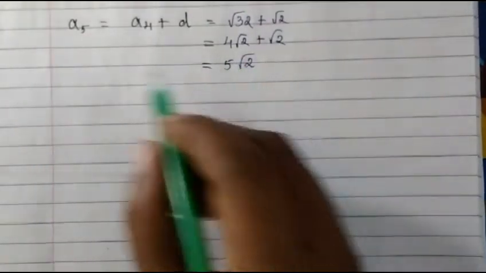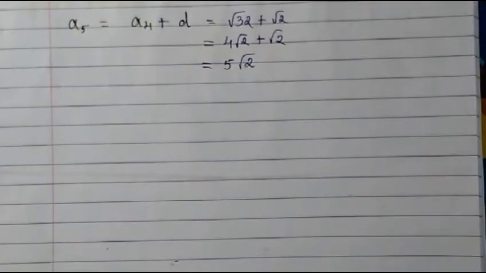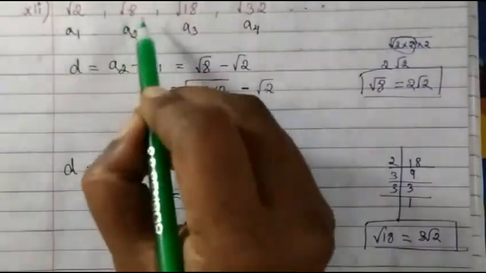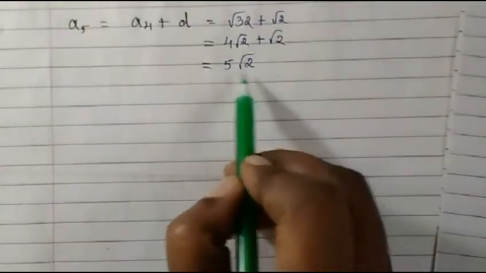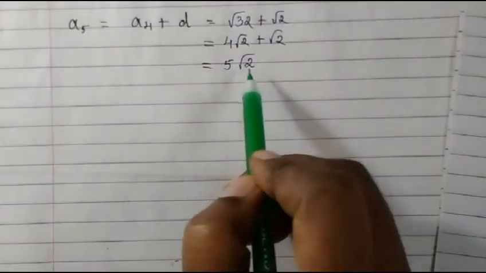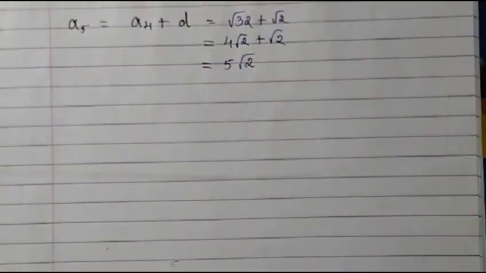Now this is the answer A5, but then we can't write like this because you see the series how it is given to us. Series is given everything in root. So this is not the same pattern to write this way. Therefore we will convert this fully into root 2.